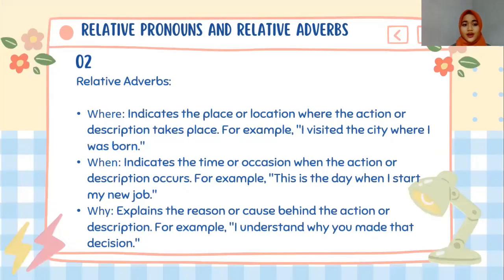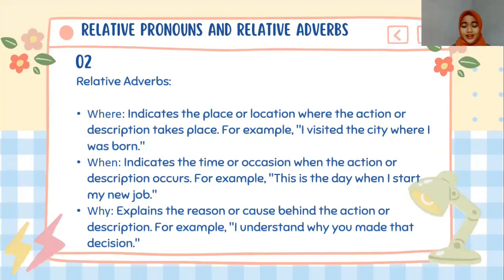And the next, relative adverbs. First, where. Where indicates the place or location where the action or description takes place. For example, I visit the city where I was born.